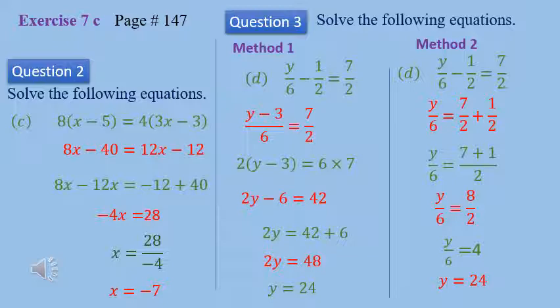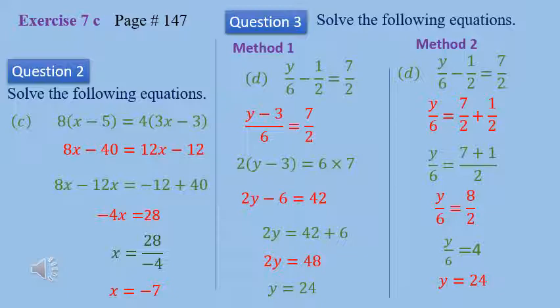Cross multiply the equation. 2 in the denominator will multiply on the other side with y minus 3, and 6 multiply with 7. After simplifying, we have 2y minus 6 is equal to 42. So the solution of this equation is y is equal to 24.